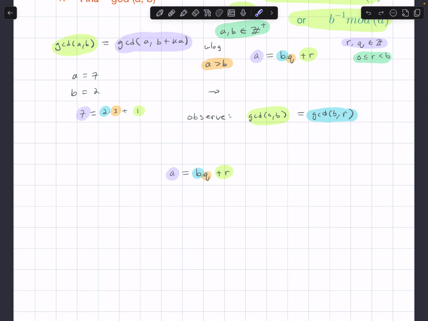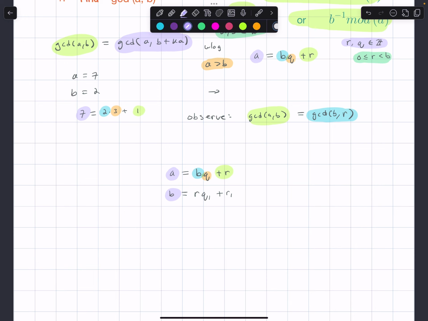Okay, so we started out with wanting the GCD of A and B. We know it's the same as the GCD of B and R because we did this setup here. So what are we going to do in the next step? We're going to do the exact same thing. If we want to find the GCD of B and R, we're going to write B is equal to R times now some other quotient. We'll call this Q1, plus R1.